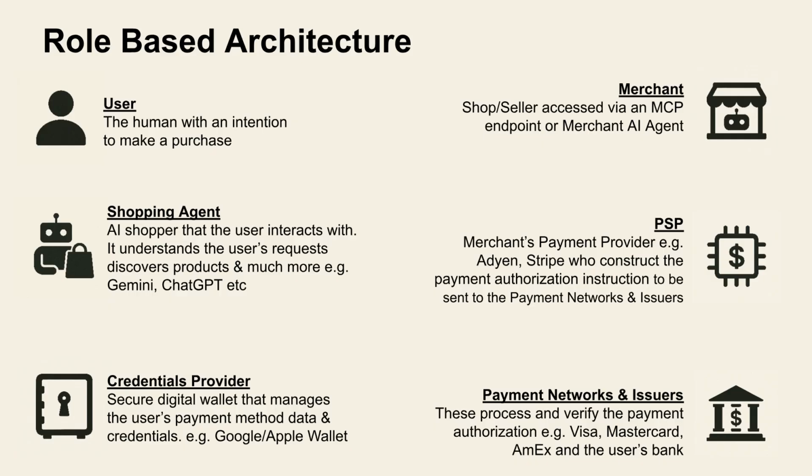Next, we have the merchant. This is the shopper-seller accessed via an MCP endpoint or seller AI agent that interacts with the shopping agent. Its agent is capable of showcasing products and negotiating cart details. Then we have the PSP, the merchant's payment provider, that constructs the payment authorization instruction to be sent to the payment networks and/or issuers. Examples of this include Adyen and Stripe. Finally, the payment networks and issuers, these process and verify the payment authorization. They include Visa, MasterCard, and the bank or issuer of the user's payment method.